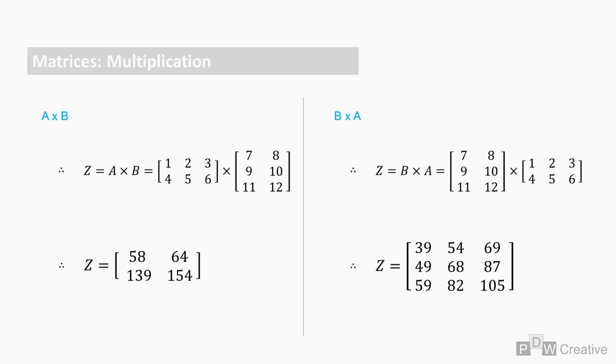To summarize, in this instance, switching the order and shape of the matrices not only changed the figures, it also changed the resultant matrix's size.